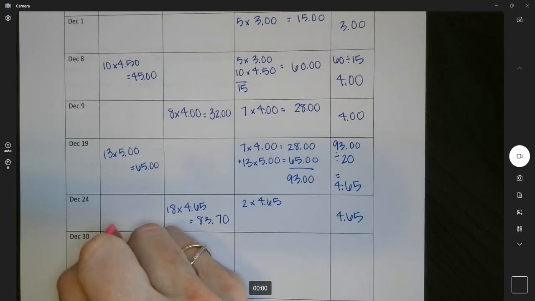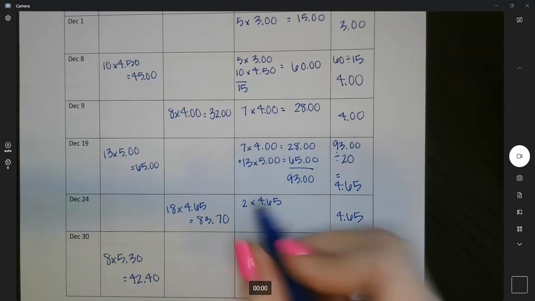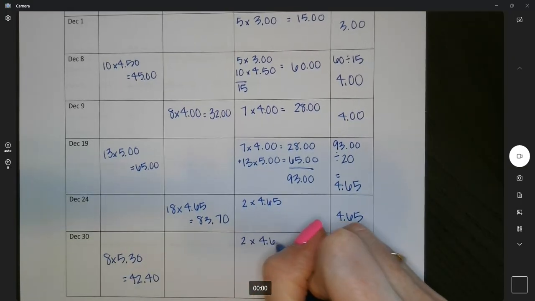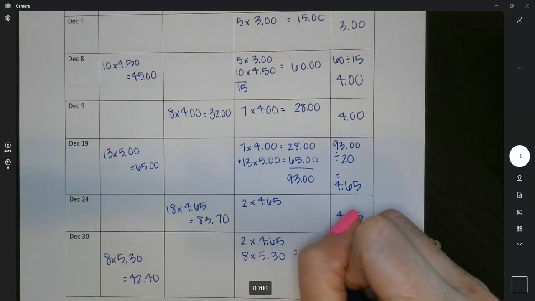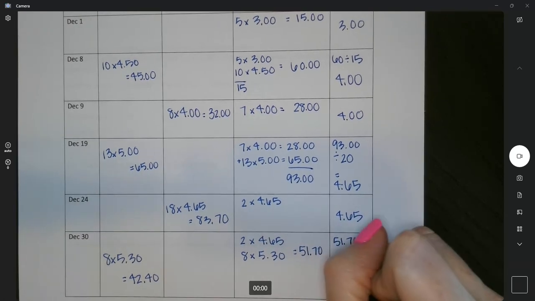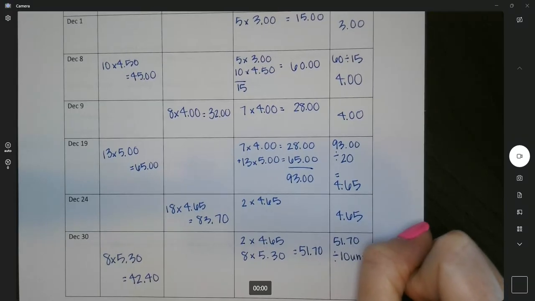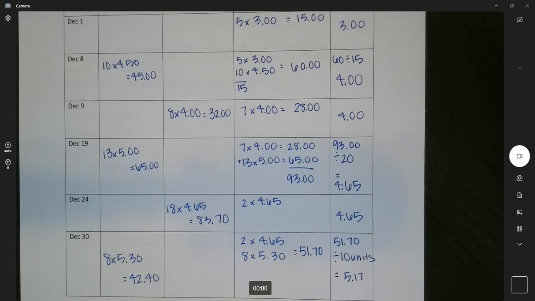December 30th, we purchased 8 more units at $5.30 a piece for a total of $42.40. So now we have 2 at $4.65 and 8 at $5.30. The total of this inventory is $51.70. So we take $51.70, we divide it by 10 units. Our new weighted average is $5.17 per unit. That would be our weighted average going forward. We do have to adjust the weighted average every time we make a purchase in this.